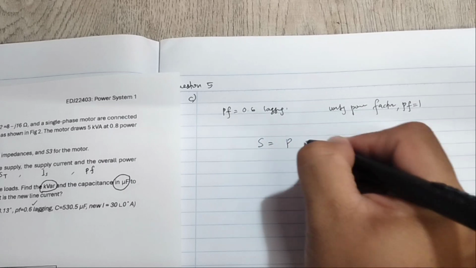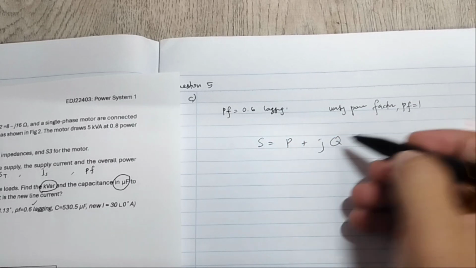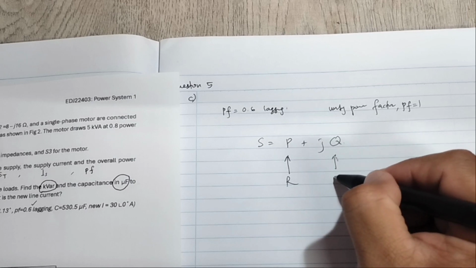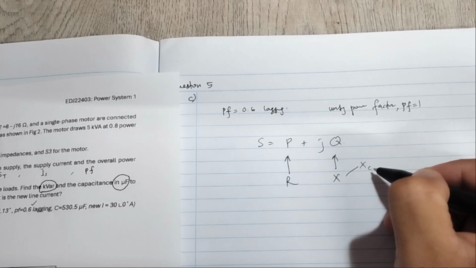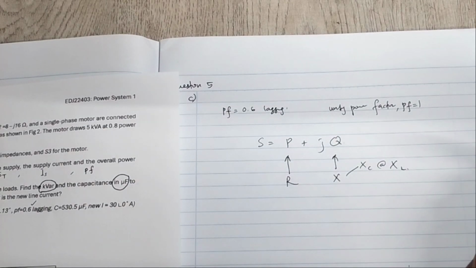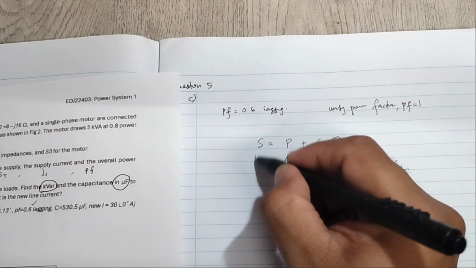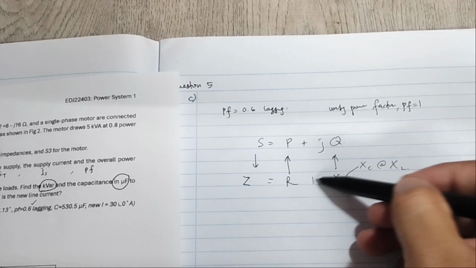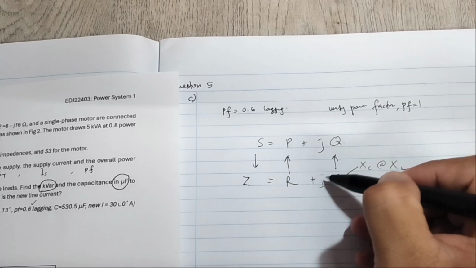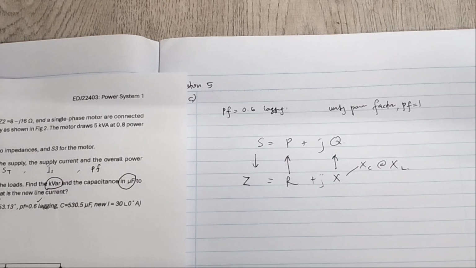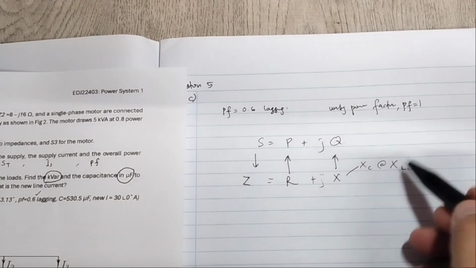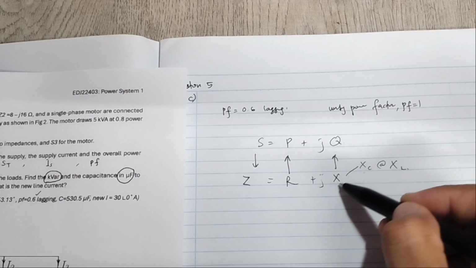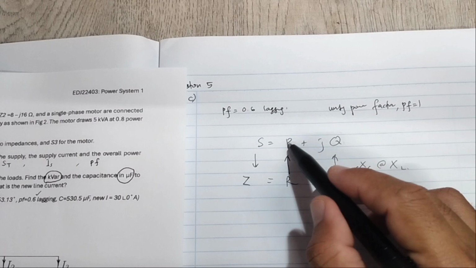S adalah P tambah JQ, di mana P ni efek daripada nilai R, Q ni efek daripada nilai X. X ni ada dua lah, XC ataupun XL. Okay. S pula efek dia Z, di mana Z tu sendiri R tambah JXL. Mana kata kalau kita install kapasitor, dia ada hubung kait dengan nilai XC, yang mana hubung kait dia dengan Q. Dia tak hubung kait dengan P pun.